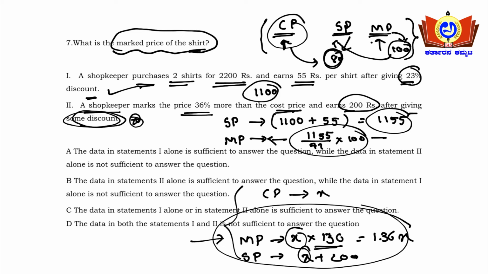Hence, with the second statement alone, it is not sufficient to answer the question: what is the marked price here? Hence, the data in statement 1 alone is sufficient to answer the question, while the data in statement 2 alone is not sufficient. Option A will be the right answer, my dear friends. So, moving on to the next question.